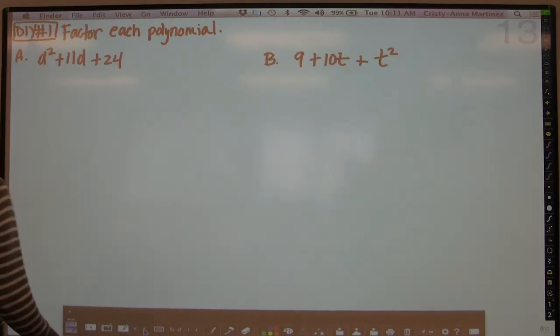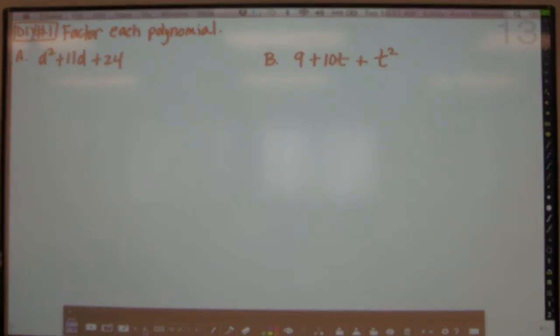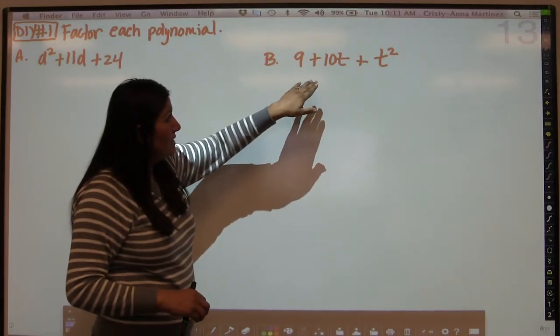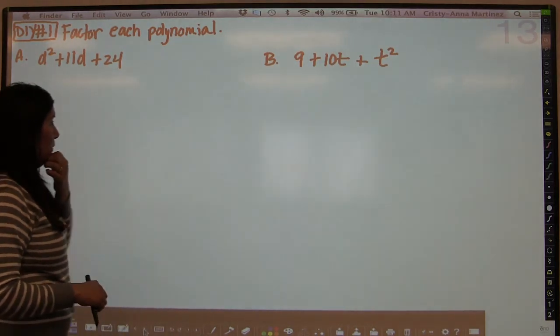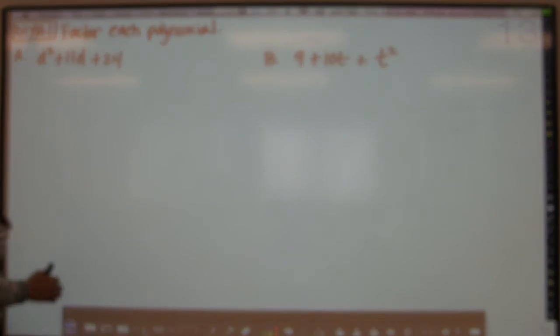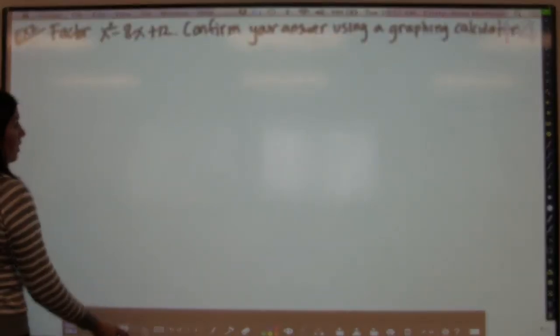So now we're going to have you factor these. Remember, at this point, you don't need to solve it yet. It doesn't say equal to 0. They just want you to factor. Make sure that in part B, you write that in the right order because it's out of order right now. So if you try doing it the way it is right now, you're going to get the wrong answer. Make sure that you put it in the right order before you get started. And then we're going to move on to this little guy.